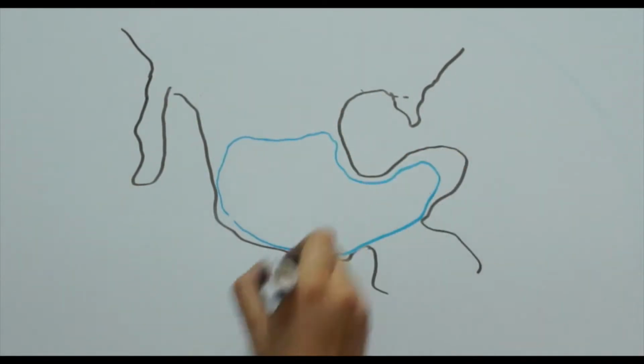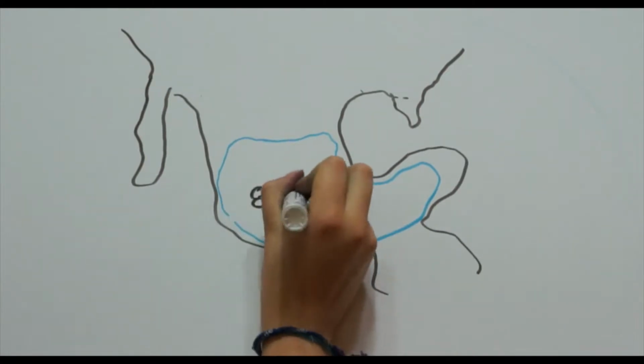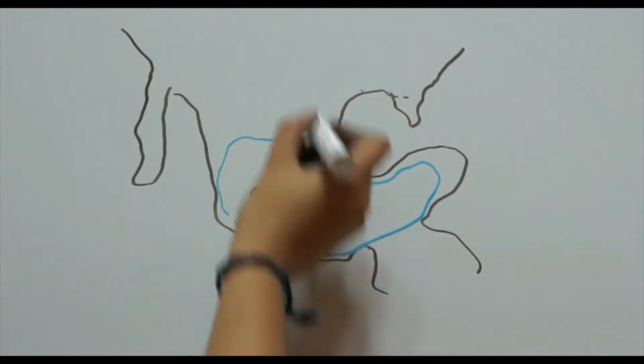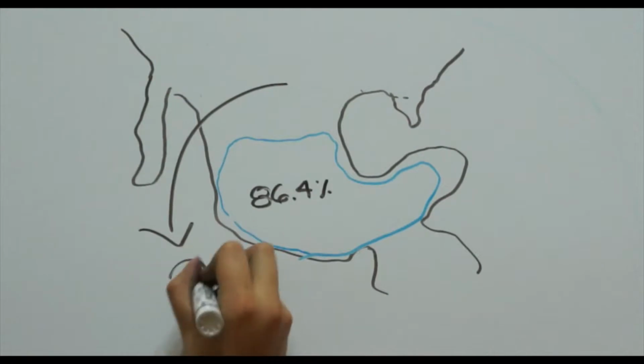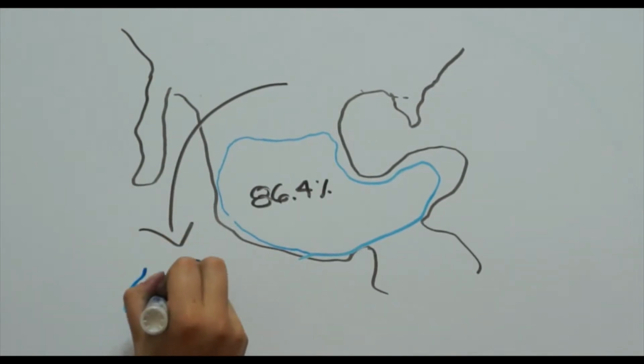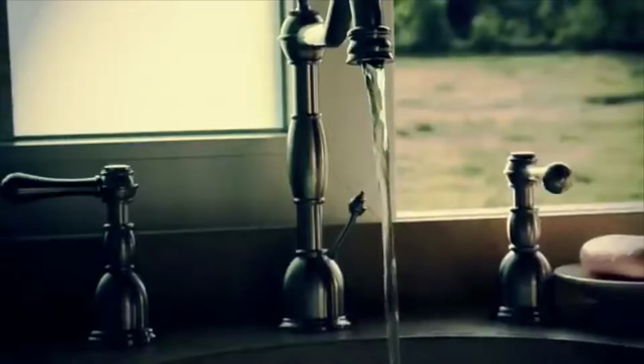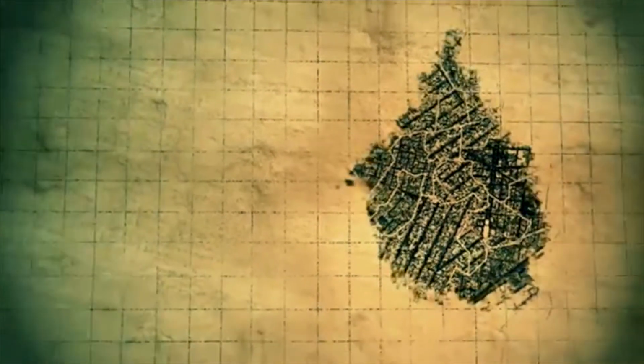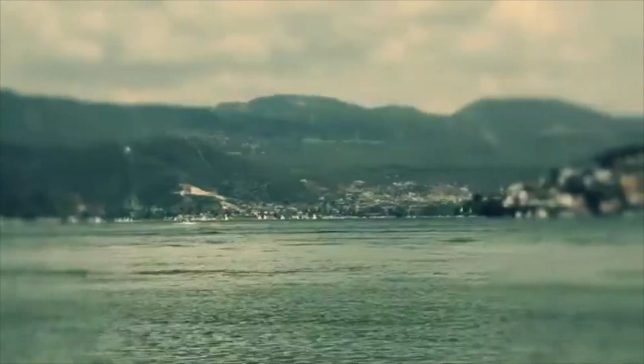In Mexico, only 86.4% of people have access to water. What about the rest? Mexico City gets its water from two primary sources. First, the water we get from underground, which is about 60%.